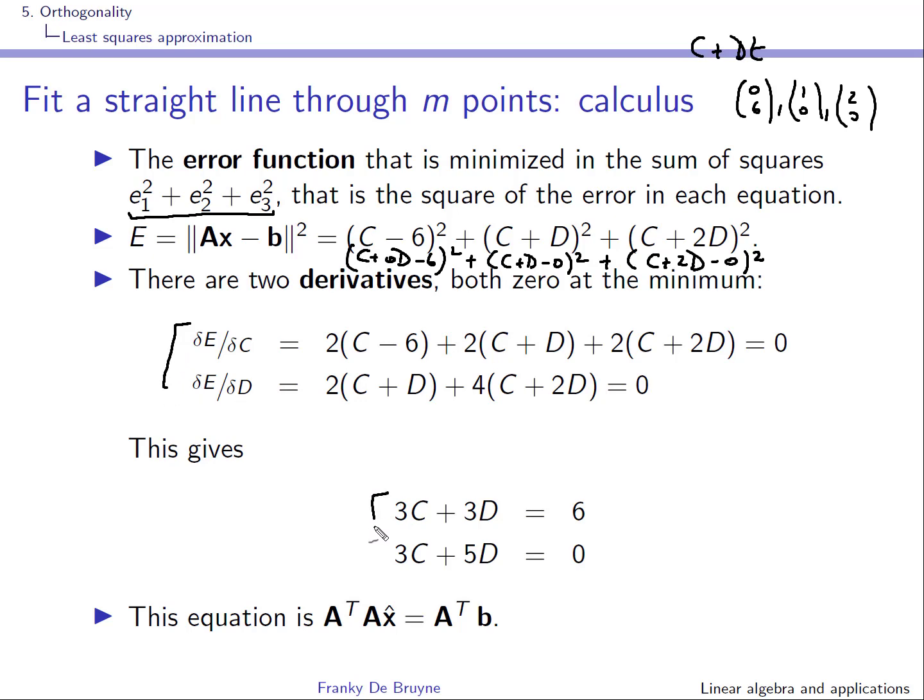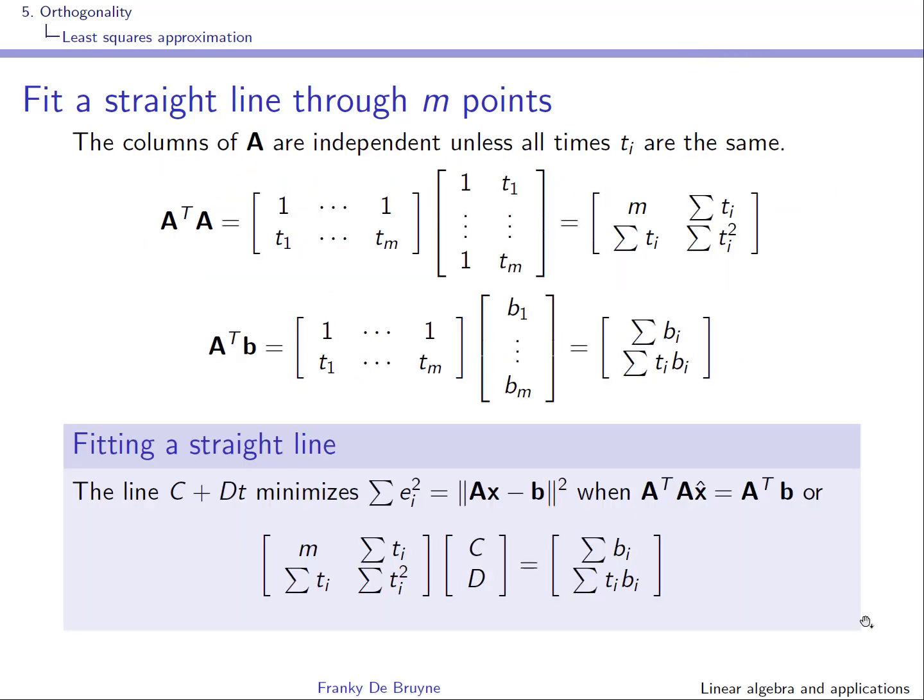If you go through the calculations, you'll end up with a system of 2 equations and 2 unknowns, and it happens to be the system of equations that is underlying least squares. You can check that. Okay, so we can generalize this. Suppose we want to fit a straight line, c plus dt, through m points, and suppose that these m points are (ti, bi), so i is going from 1 to m.